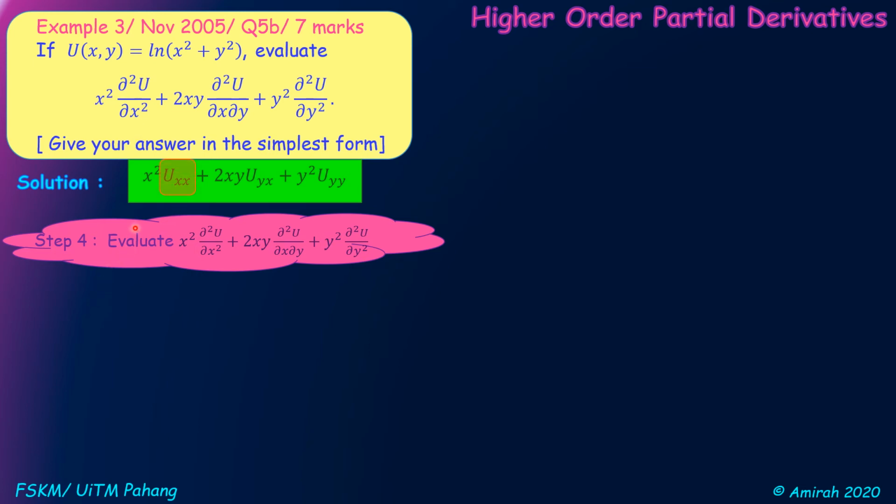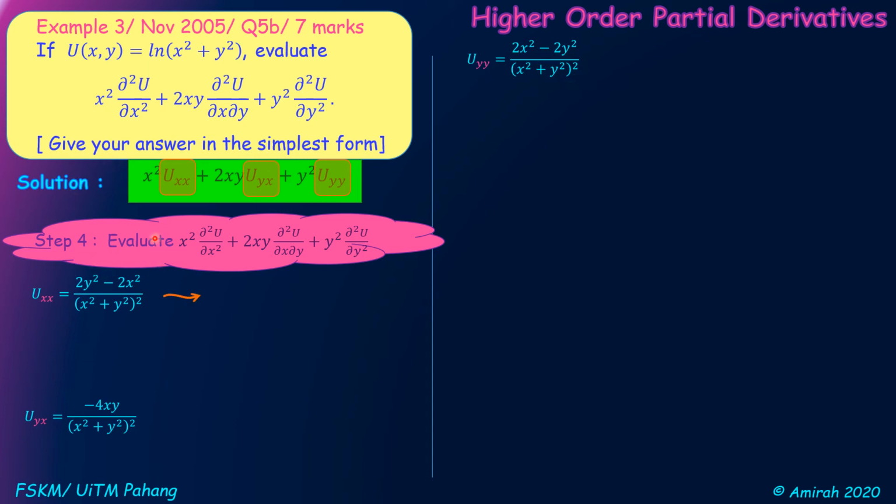So we recall from the previous slide, uxx equals (2y squared minus 2x squared) over (x squared plus y squared) all squared. And uyx equals ∂²u/∂x∂y, so we recall uyx equals negative 4xy over (x squared plus y squared) squared. And uyy equals ∂²u/∂y², so we recall uyy equals (2x squared minus 2y squared) over (x squared plus y squared) squared.